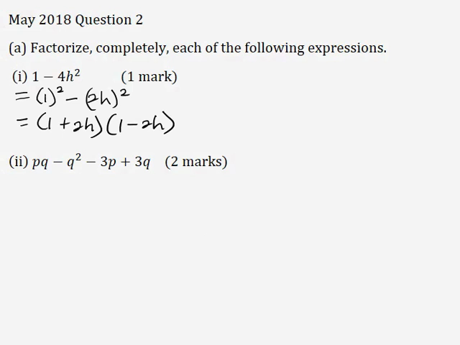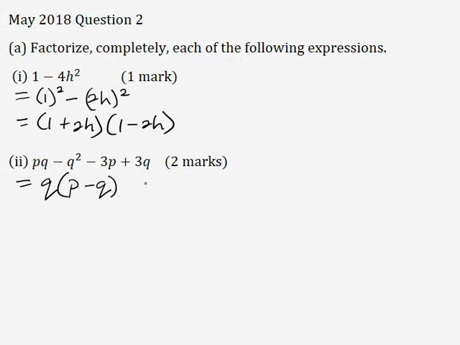Part 2. Factorize completely pq minus q squared minus 3p plus 3q for 2 marks. So, in order to factorize an expression like this, we need to use the HCF of the first two terms. The HCF here of pq minus q squared is q. And pq divided by q here is p, minus q squared divided by q is minus q.